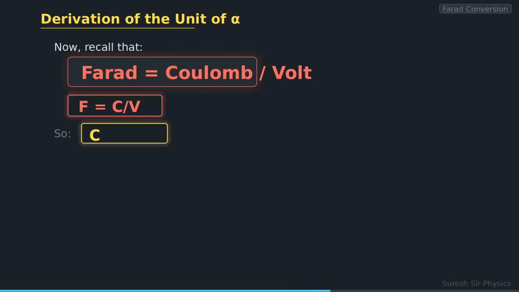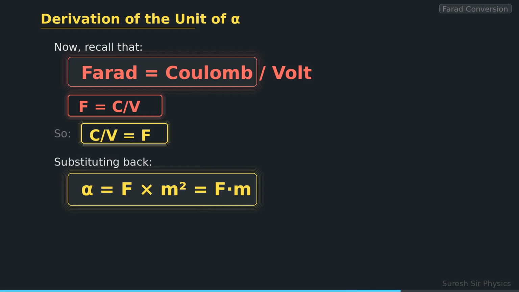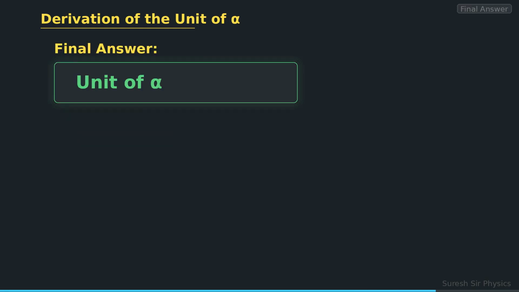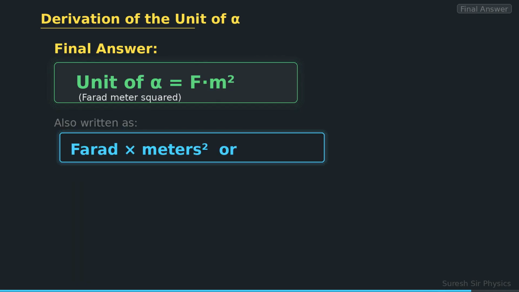Now recall that farad equals coulomb per volt. So C over V equals F. Substituting back, alpha equals F times m squared. Final answer: unit of alpha equals F times m squared, farad meter squared, also written as farad times meter squared or coulombs times meter squared times volts to the power of minus 1.